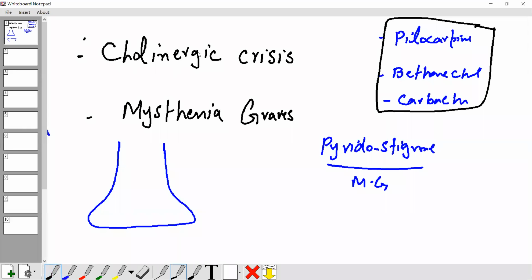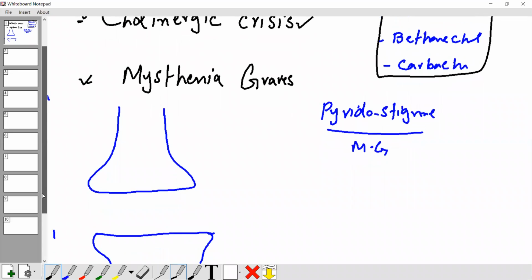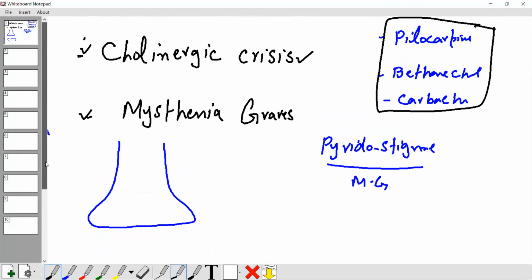Who can answer about cholinergic agonist and myasthenia gravis differentiation? Yesterday I gave this homework. What does cholinergic agonist mean? How can you differentiate it from myasthenia gravis? Anyone? Let me try, sir.